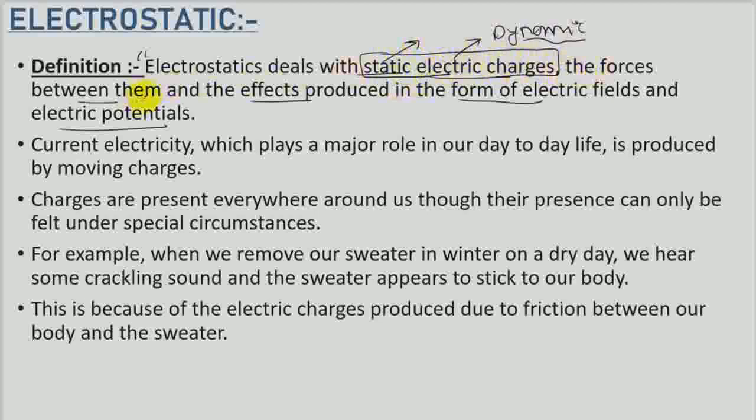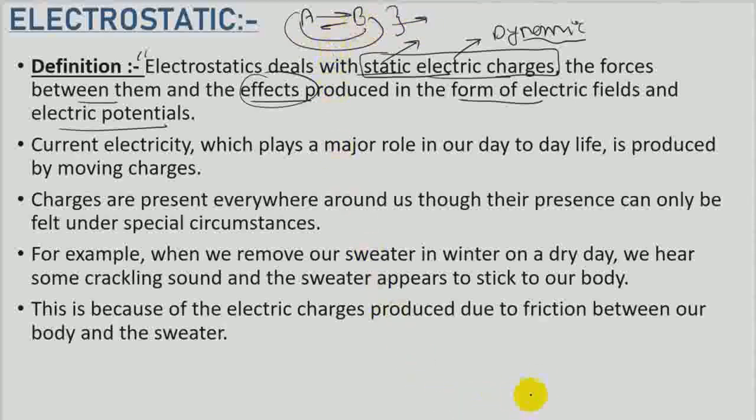Next, the force between them and the effect produced in the form of electric field. Let's see an example. A is one charge and B is another charge. A produces an effect on B, and B produces an effect on A. Electrostatic lines of force exist between the two charges. So it is one of the field regions.